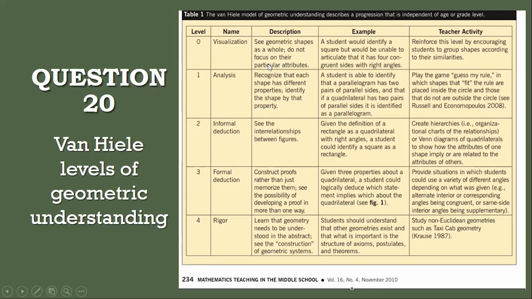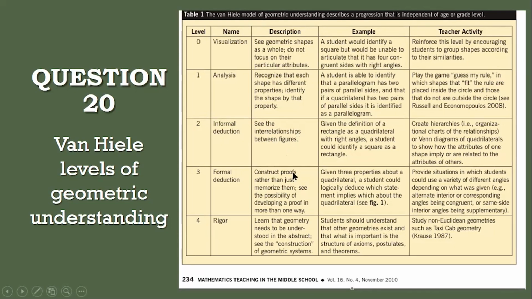Did that learner see the geometric shapes as a whole and not focus on their particular attributes? Or did the person recognize that each shape has different properties, and identify the shape by that property? Or did they see the interrelationships between the figures? Or did they construct proofs?